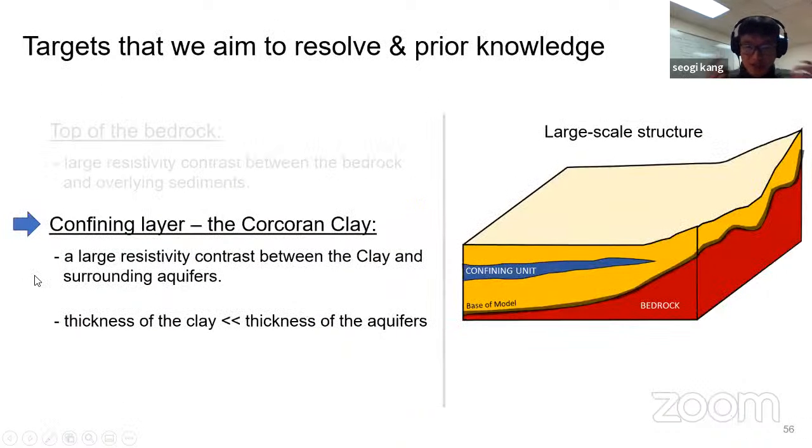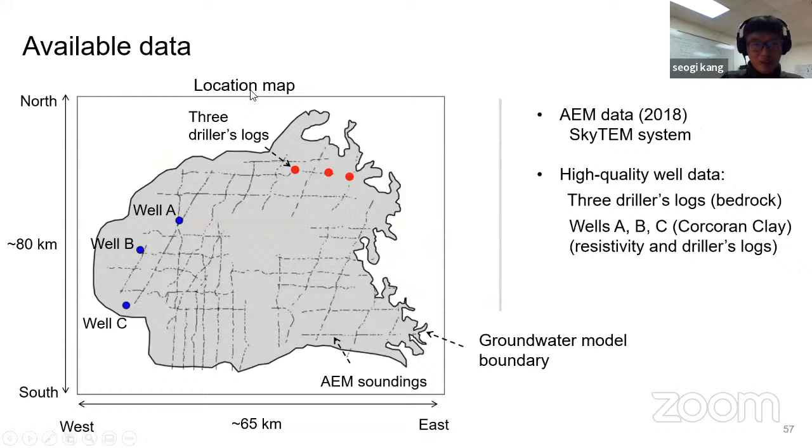As for the features of the target, we're expecting a large resistivity contrast between the clay and the surrounding aquifers. And the thickness of the clay is supposed to be much smaller than the thickness of the aquifers. Those are the two pieces of prior knowledge that we want to incorporate in the inversion process to improve the accuracy. We have available Airborne EM data acquired in 2018, the black dots. And we also have high quality well data, wells A, B and C, which we'll use for the calibration process.